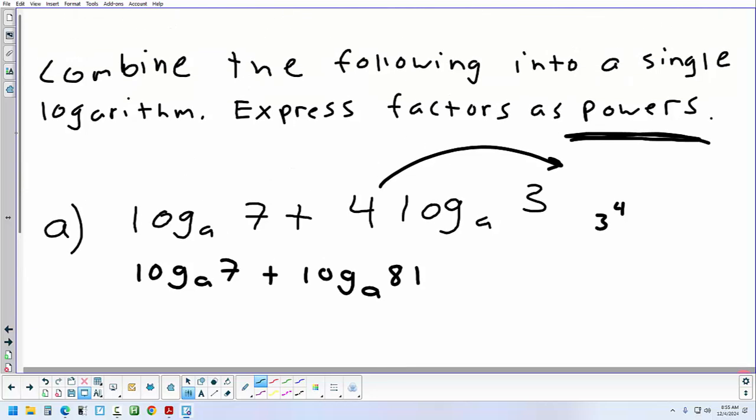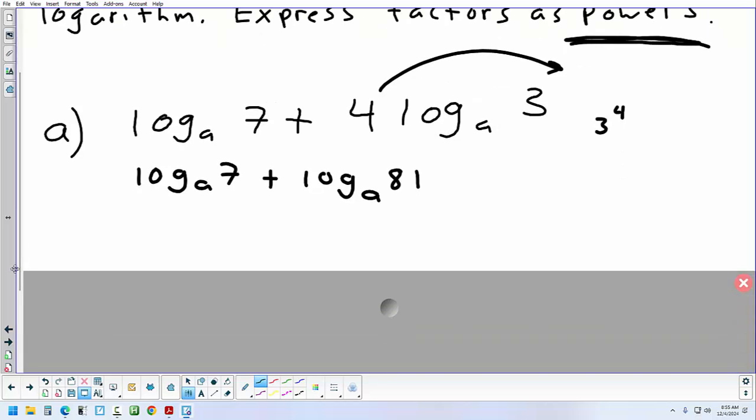Okay, so now we still have to express it as a single log. Right now that's 2 logs. When I recombine those into one log, what's going to be my base? The base is going to stay exactly the same as what you have right now. Log base A. And with the 2 logs, we have addition. What does addition turn into when you recombine it into 1? It turns into multiplication. What's going to be on the left side of the multiplication? The 7. And on the right side? 81.